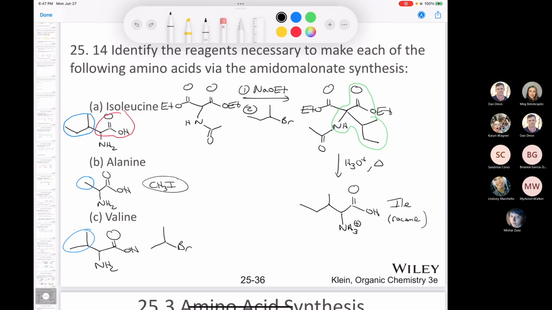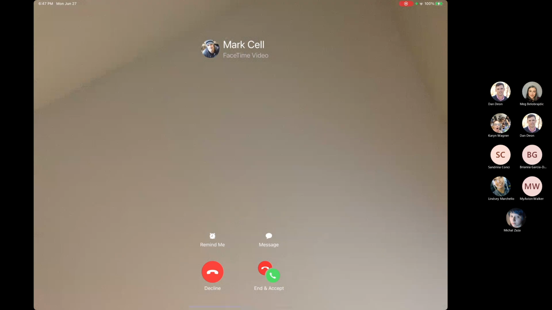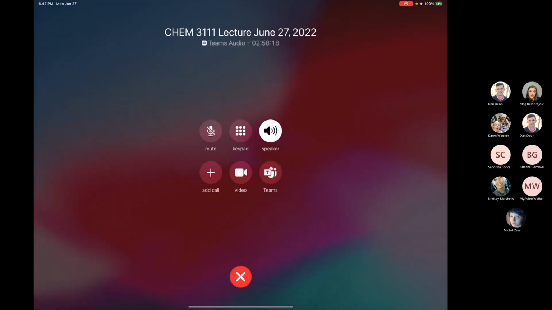Is everybody with me on this one? The amino malonate synthesis, pretty cool chemistry.